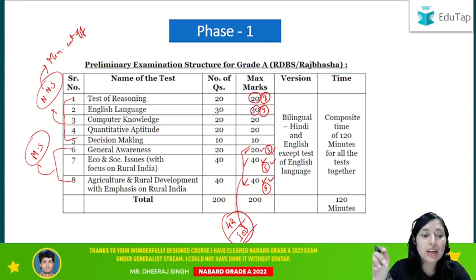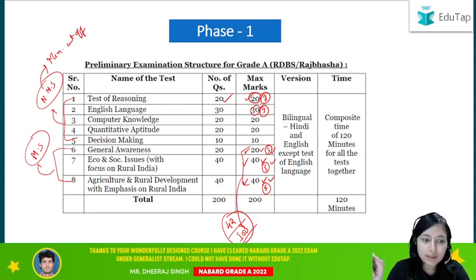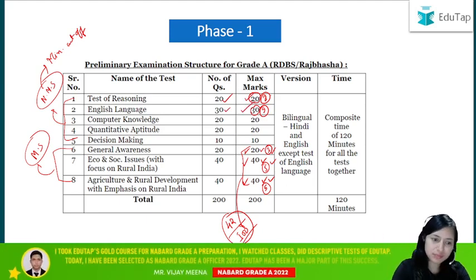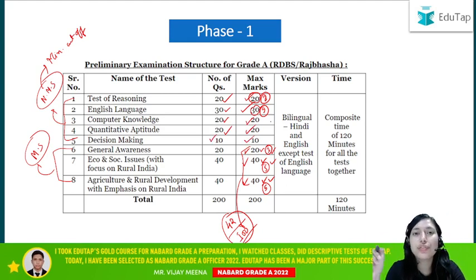Clear? So if we talk about the number of questions and number of marks, first you can see that for reasoning there are 20 questions of 20 marks. For English you will be given 30 questions of 30 marks. For computer knowledge and quantitative aptitude, there will be 20 questions each of 20 marks, and decision making there will be 10 questions of 10 marks.